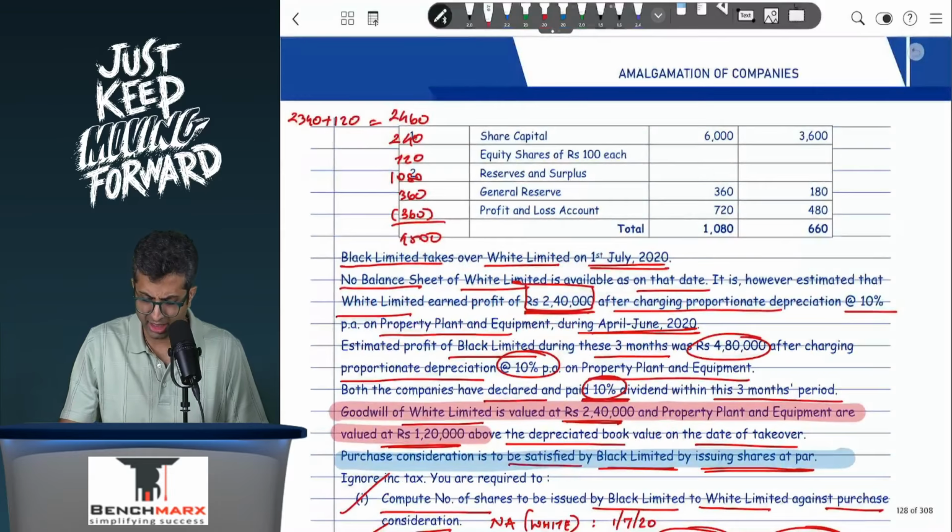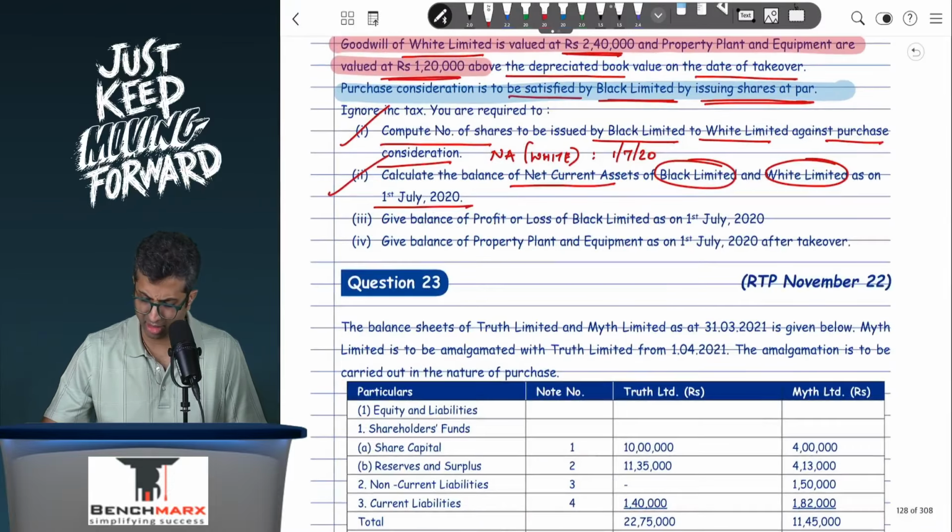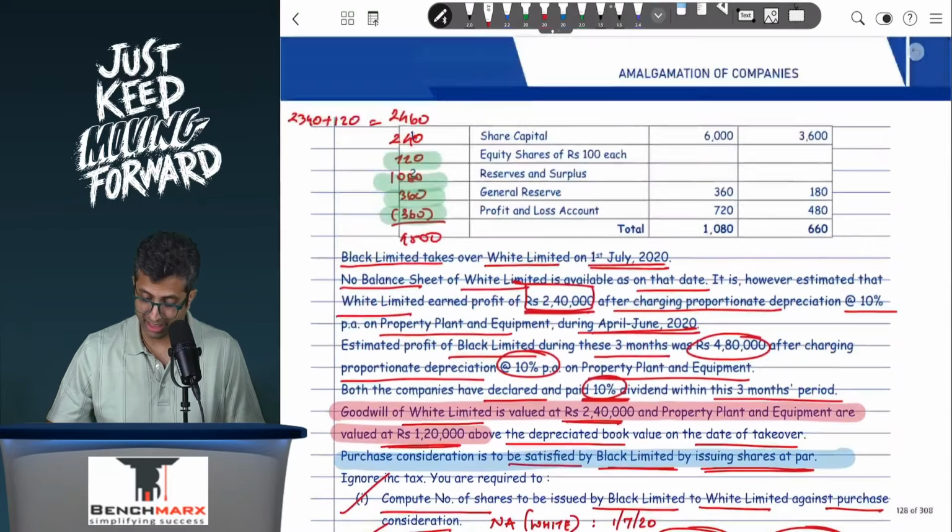So for White, it is very easy. For White, your net current assets will be 720 plus 1080 plus 360 minus 360. 720 plus 1080, for White, I believe this is 1800. I've done all the calculations. For Black, I will do a similar calculation.